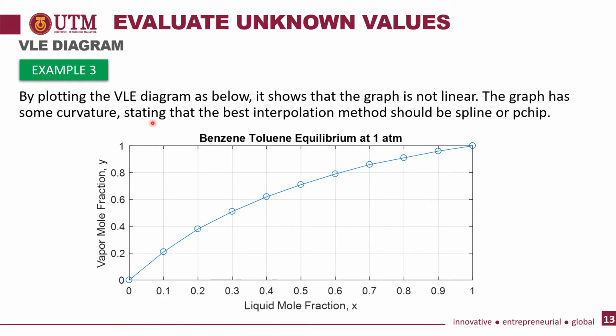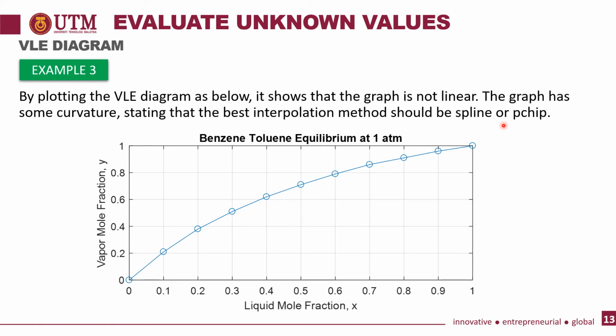Okay, so this is where you can define what type of interpolation method is better for you. When you draw the graph, you see that it doesn't have any linear parts. It means that it doesn't have a straight line, or any vertex or edges. So you cannot use nearest neighbor and also you cannot use linear, but you need to use spline or PCHIP.